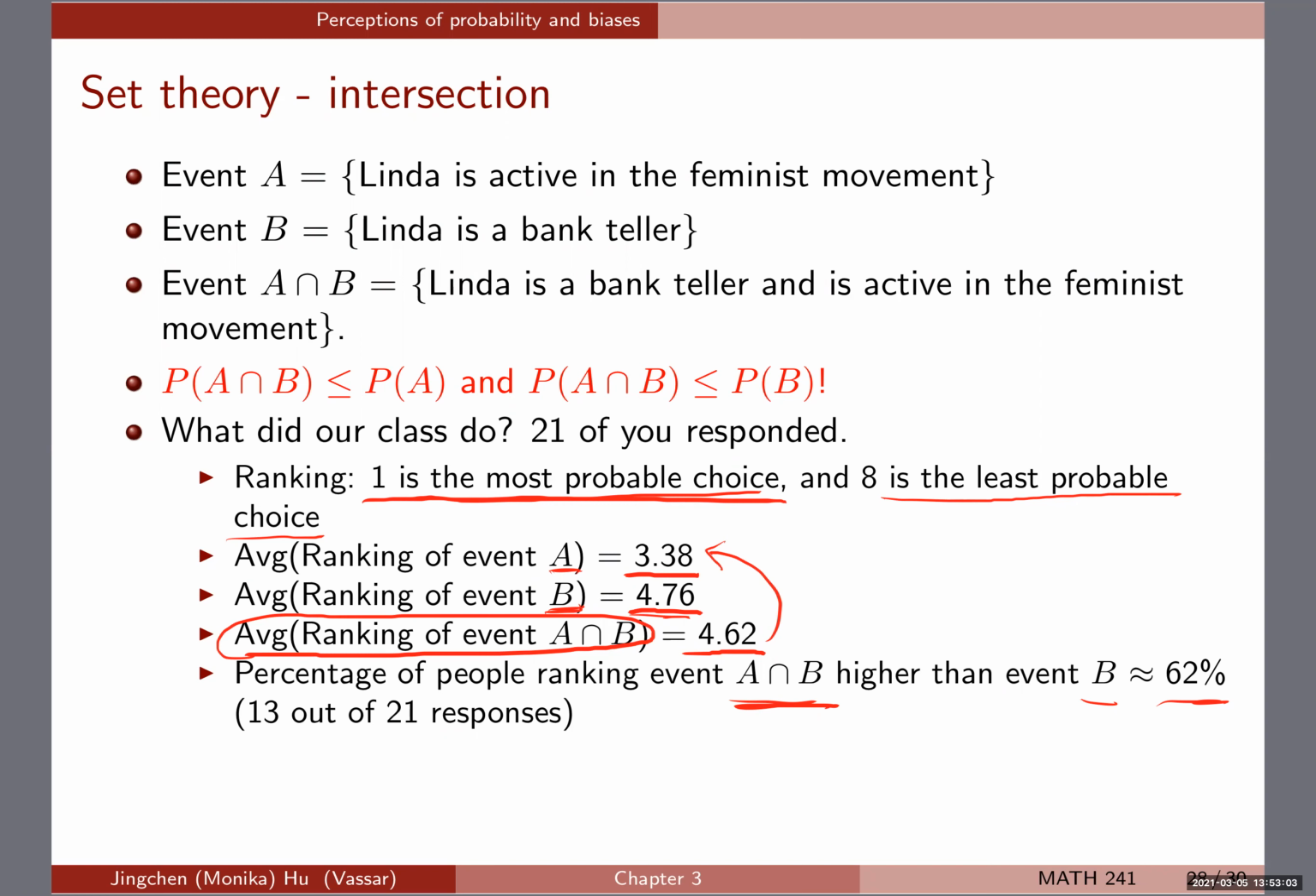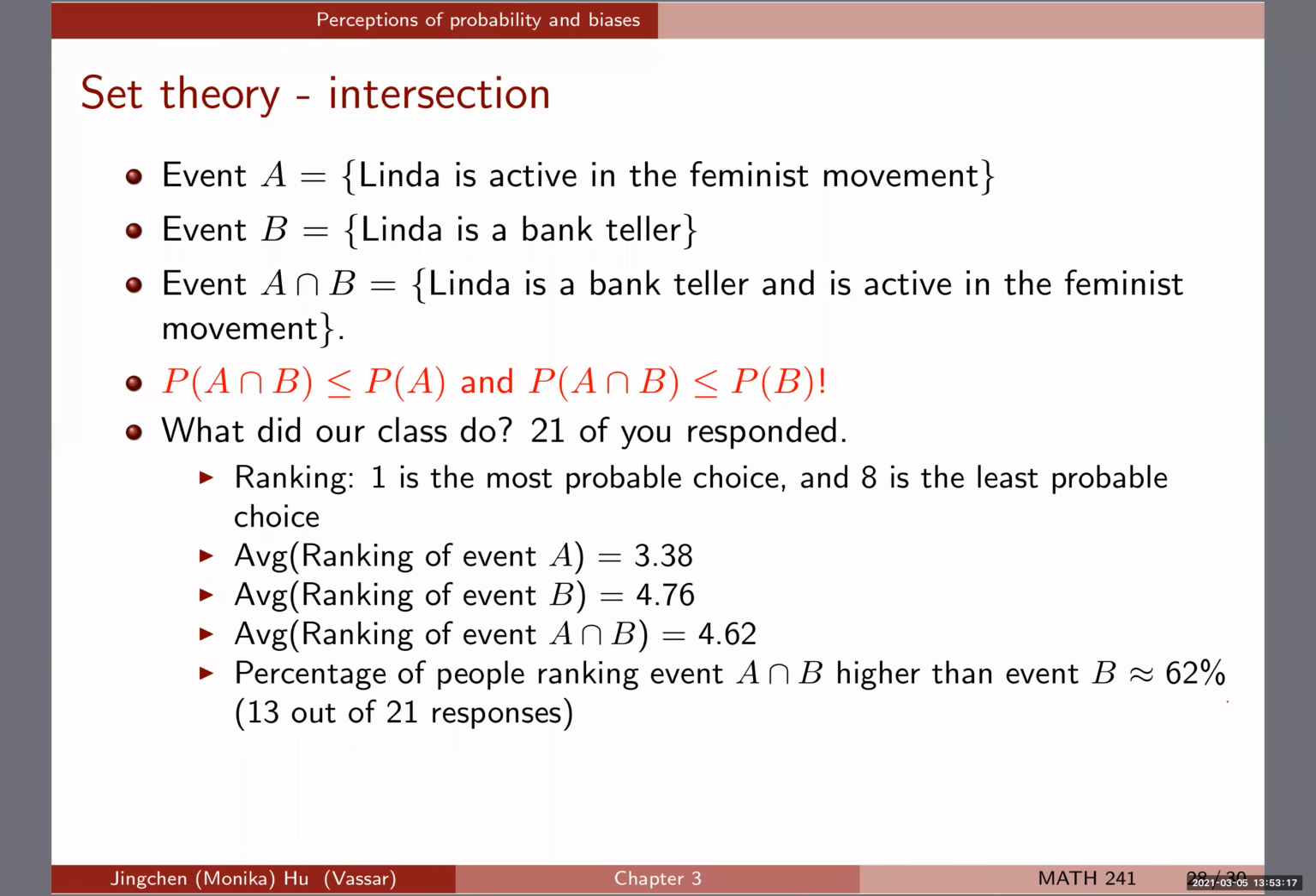So I'm hoping that by learning about probability, we all become a little bit more conscious about marginal probability and joint probability. And of course, the joint probability should not be greater than any of the marginals, based on what we understand about the rules of probability.